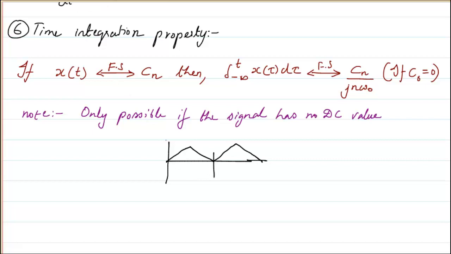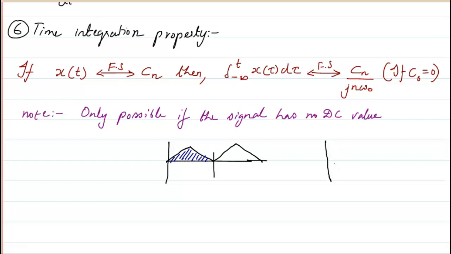If you take a period, the period would be this. DC value means you have to find out the area under the curve. If the area under the curve is not 0, then you cannot integrate the function. Basically, you cannot apply the time integration property.